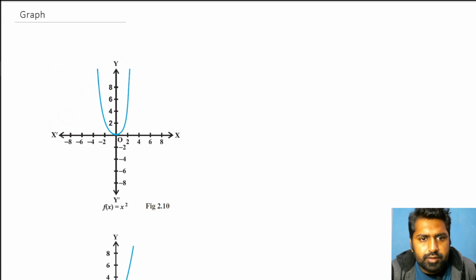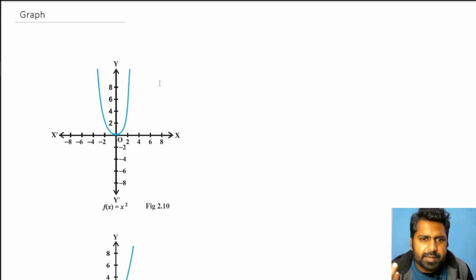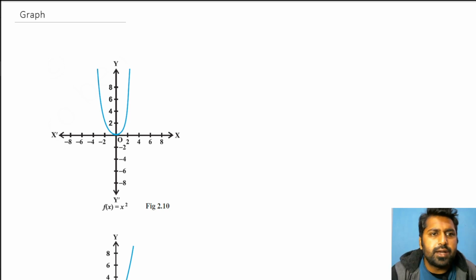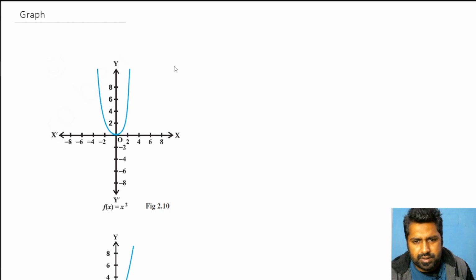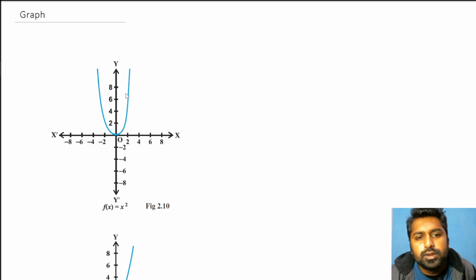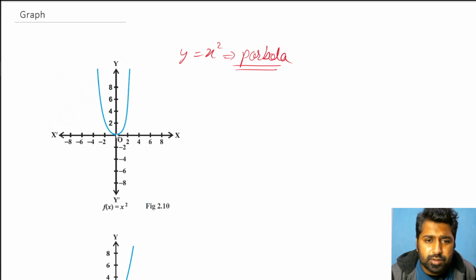Now, the last thing that we have to cover is that there are certain functions for which the graph should be understood. The shapes, basically. You should know some standard graphs or standard functions. I'll start with something very basic that you must have done earlier, like in grade 10th, long time back. Something known as y is x square. It's called a parabola.